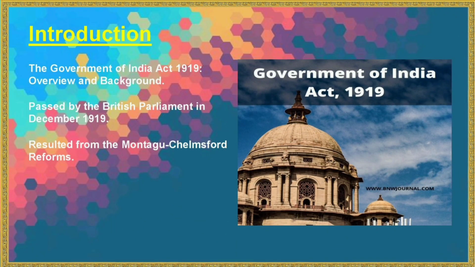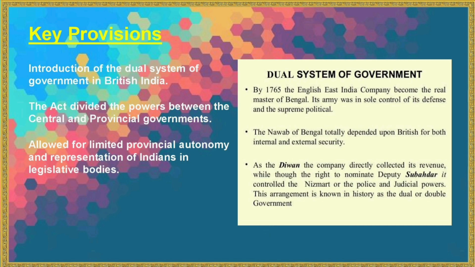In this video we will delve into the Government of India Act 1919 by discovering the key provisions and reforms introduced by the Act, the principle of dyarchy, and the impact it had on India's political landscape. Key provisions: introduction of the dual system of government in British India.